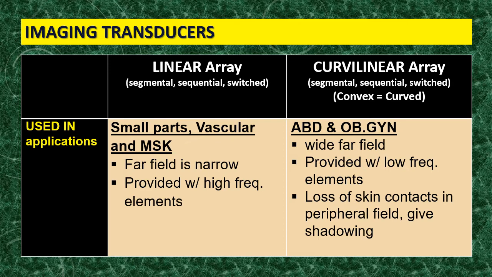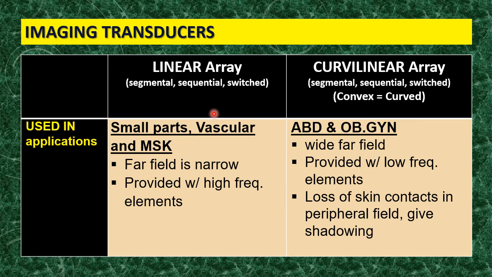Applications. Okay, the linear probe, again, we know that because of the narrow field, both in the far field and the near field, they are both narrow because they are the same size of the transducer, which is usually like 3.5 centimeter, almost. Sometimes it's 5 centimeter, but it depends on the manufacturer that is applying all these active elements together. So again, the linear probe has a narrow far field.